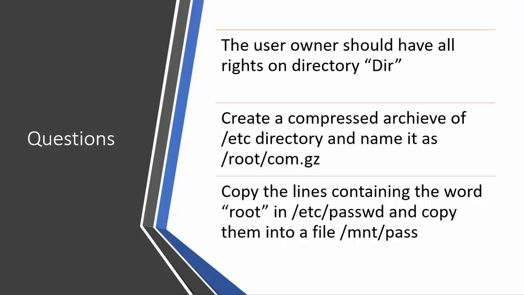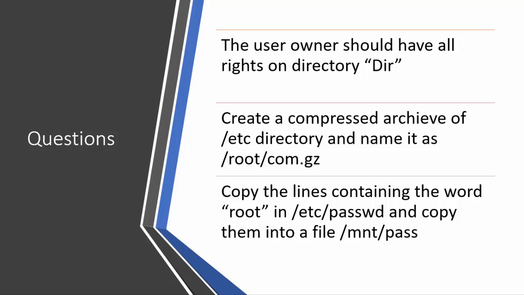For the very first question, the user owner should have all the rights on the directory dir. The answer should be what? chmod. All the permissions means 7. So chmod 7, then it doesn't matter what the permissions for the group and others are. Whatever permissions are already there, just keep them as such and give the directory name. Your only focus should be on the user owner. For group and others, you should not change the permissions.